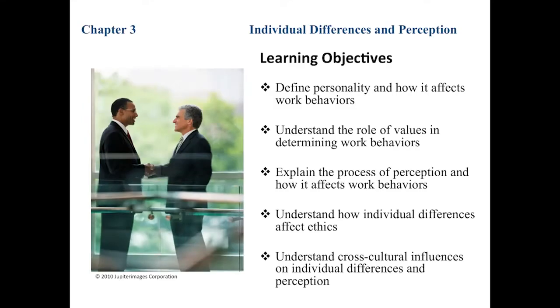In Chapter 3, we'll be going over individual differences and perception. Learning objectives for this chapter include being able to define personality and how it affects work behaviors, understanding the role of values in determining those work behaviors, explain the process of perception and how it affects work behaviors as well as understanding how individual differences affect ethics and cross-cultural influences on individual differences and perception. So let's get started.